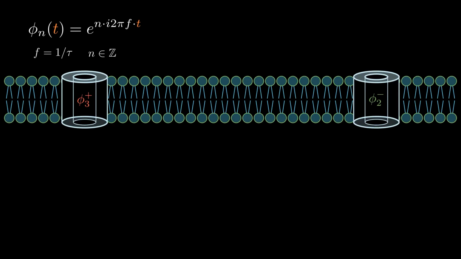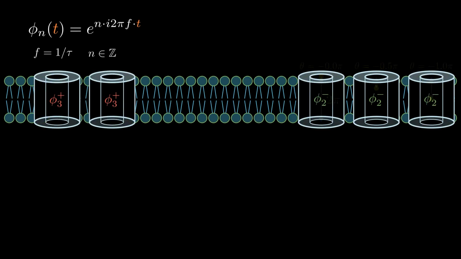The function phi n of t serves as a basic building block to model large and complex systems. Consider a composite system comprising 5 distinct channels. 2 of these channels have a frequency of positive 3, while the remaining 3 have a frequency of negative 2. We'd like to construct a single function that models all ion crossings in the composite system. Here is how it works.